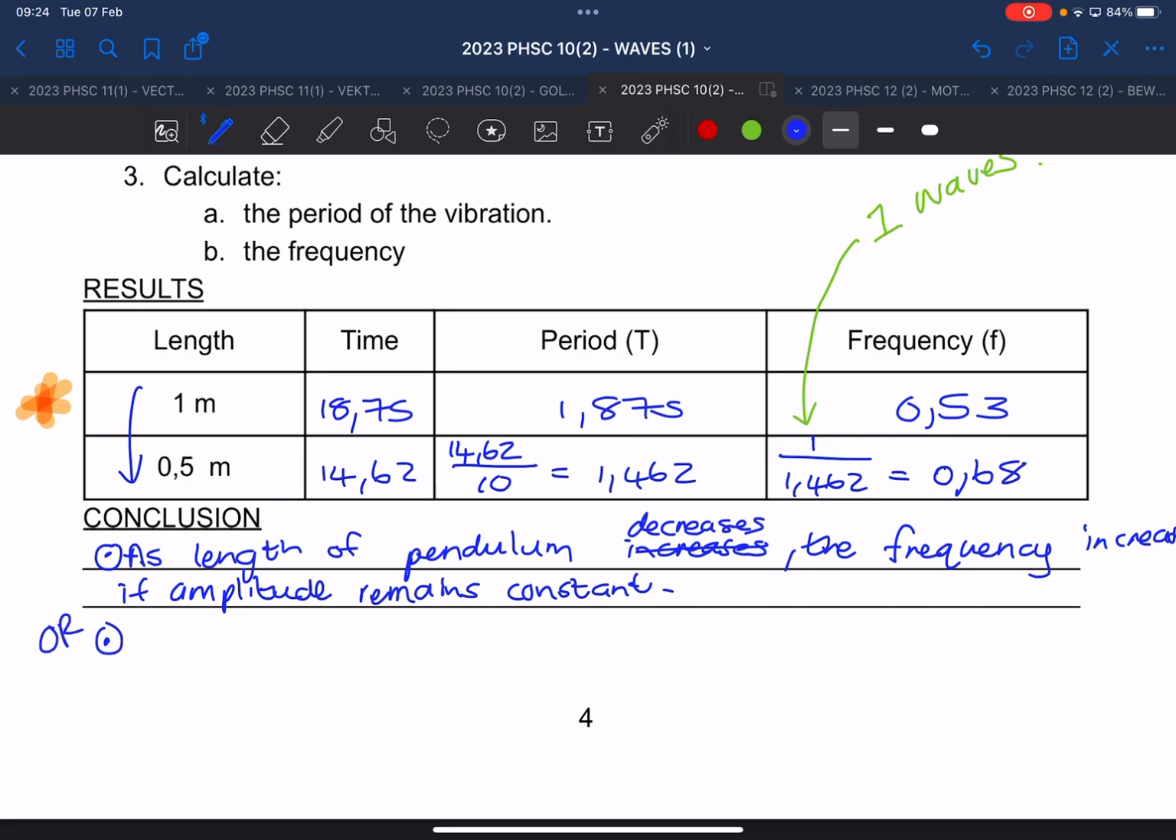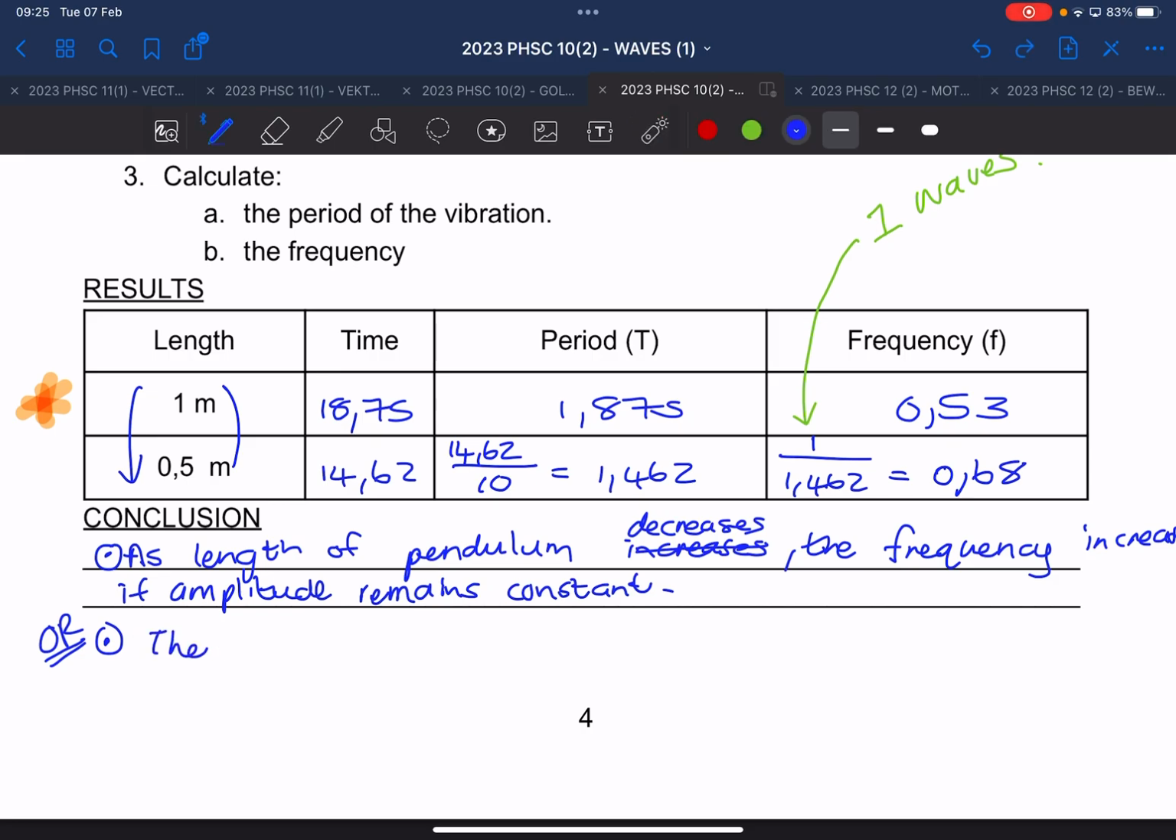Now you can either write it as a long sentence like that, or you can use a relationship phrase. What will that be? If the one becomes smaller, the other one becomes bigger. They're like opposites. What fancy wording can we use there to describe the relationship? Almost there. Inversely proportional.